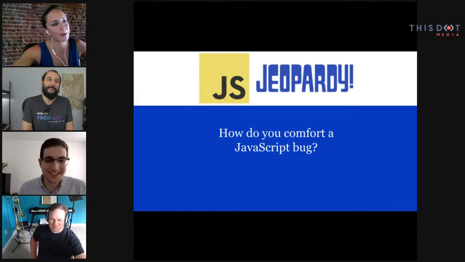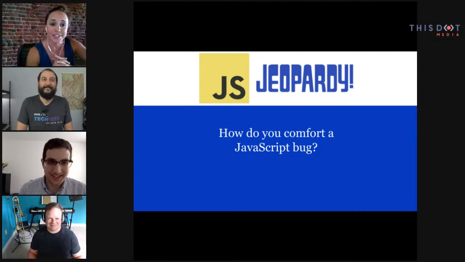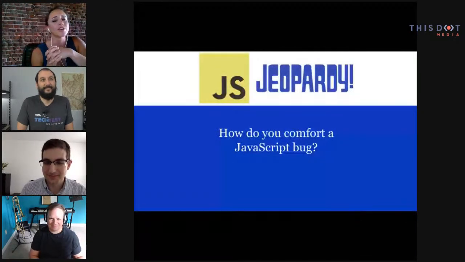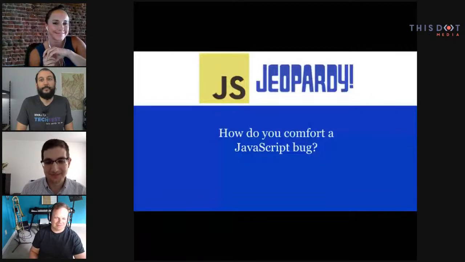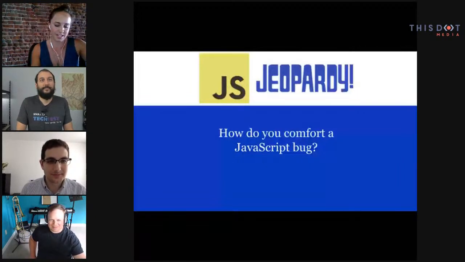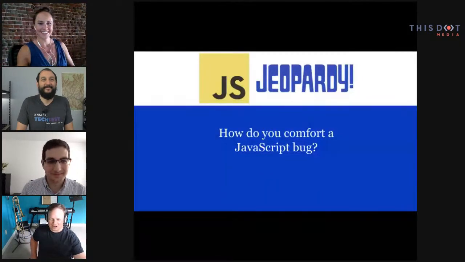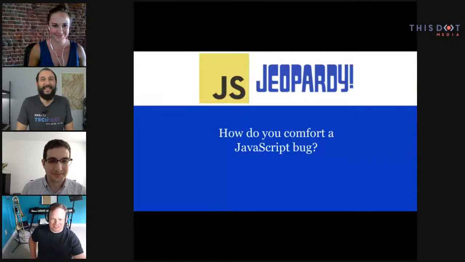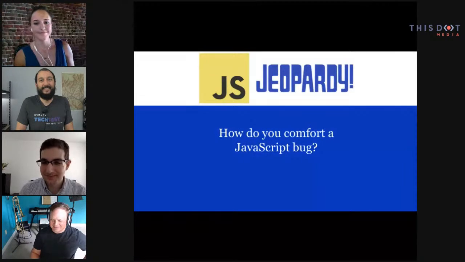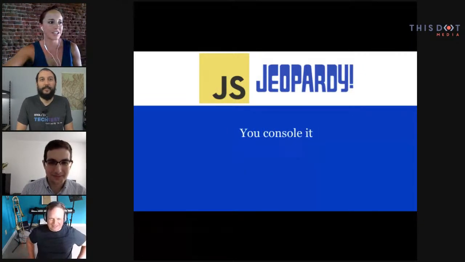All right. Next question. How do you comfort a JavaScript bug? Ooh, I know this one. This is actually our final question. Final question of the night. How do you comfort a JavaScript bug? This is kind of a dad joke, a tech dad joke. Well, the last one, VS Code, was like, can 3D printers print printers, since it's a platform written in JavaScript for writing JavaScript? How do you comfort a JavaScript bug? All right, Deepu's got it. Yeah, that is correct. You console it.